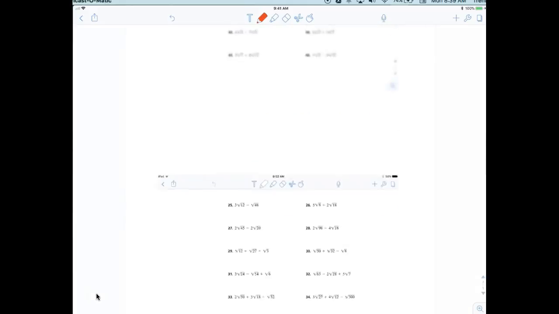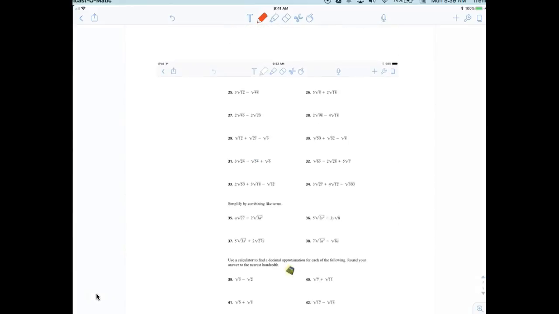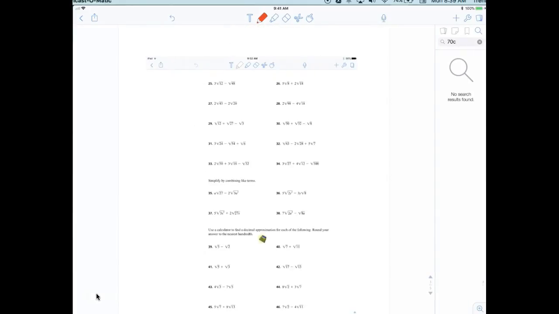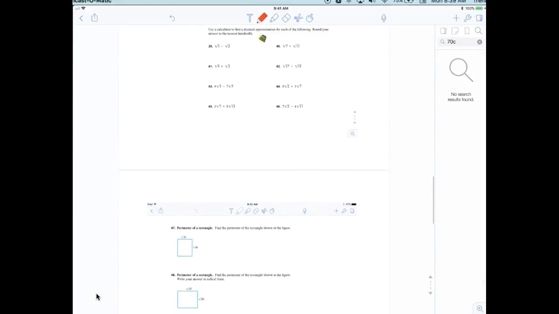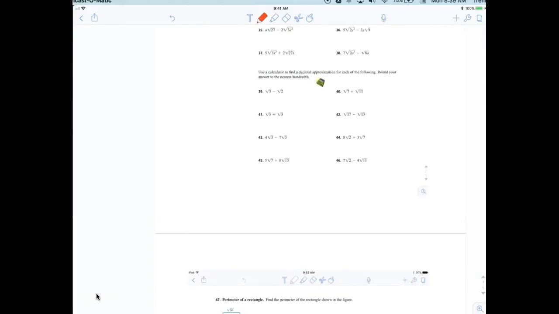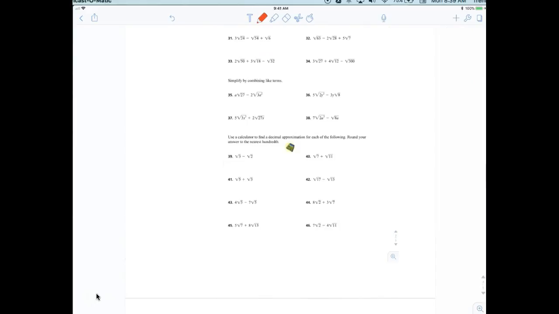This page was written twice, right? Yeah, I don't know why it was written twice.